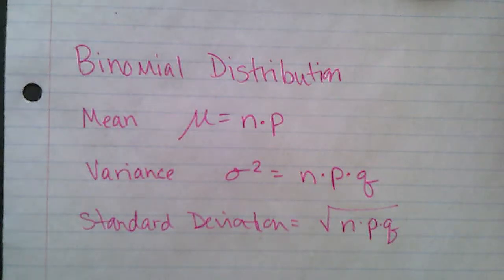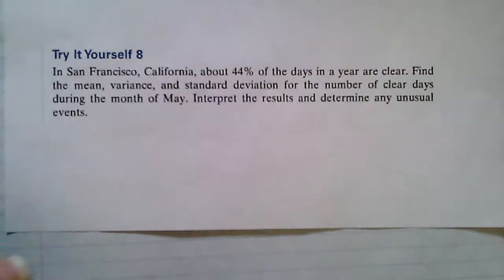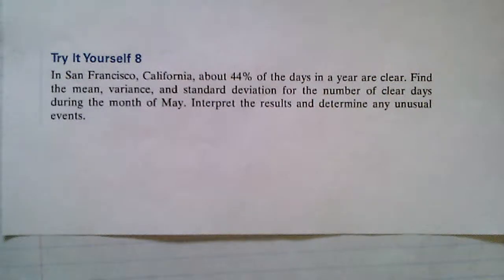So let's go back and look at this San Francisco example. In San Francisco, about 44% of the days are clear. Find the mean, variance, and standard deviation for the number of clear days during the month of May. Interpret the results and determine any unusual events.